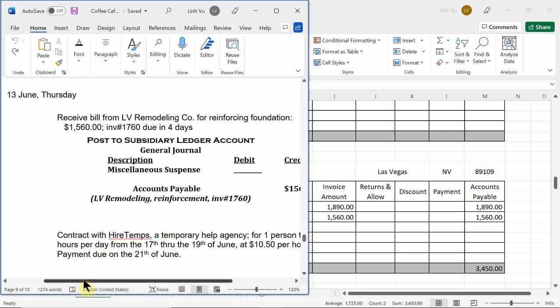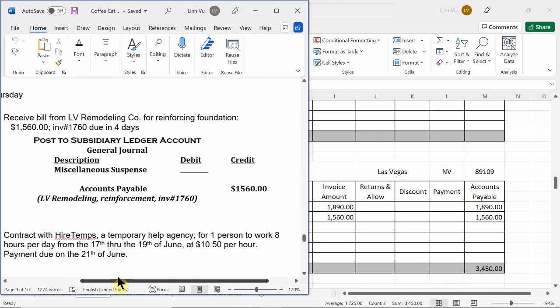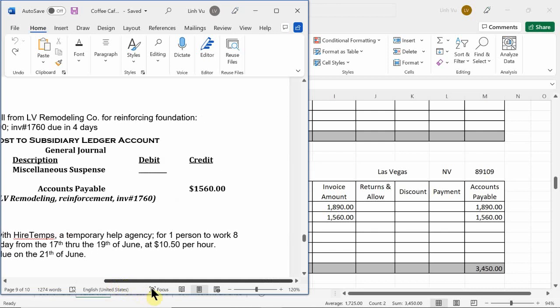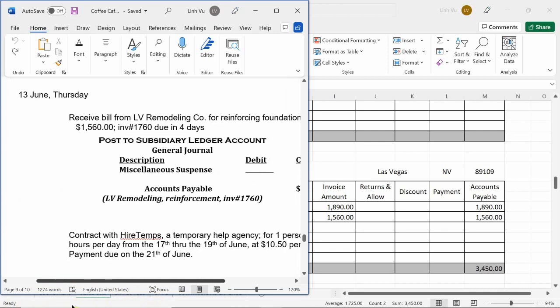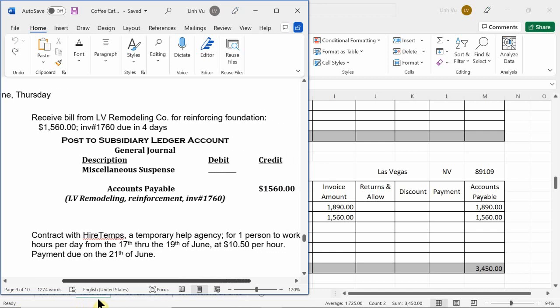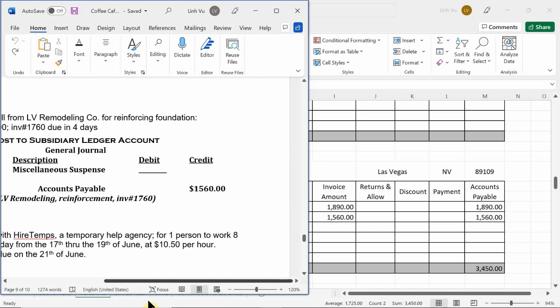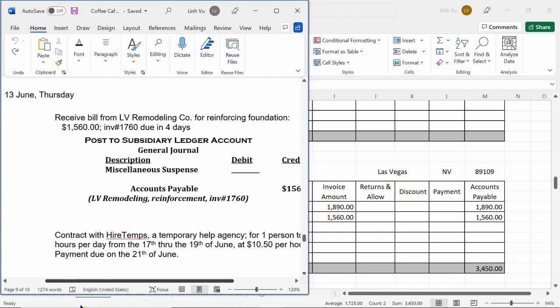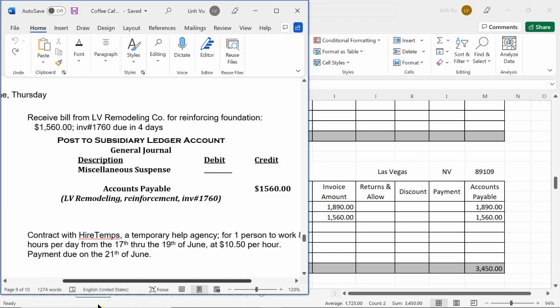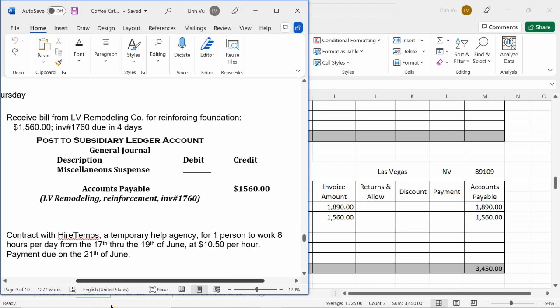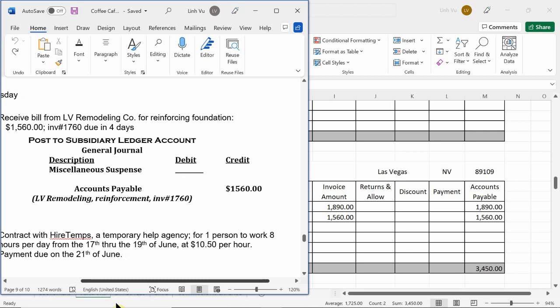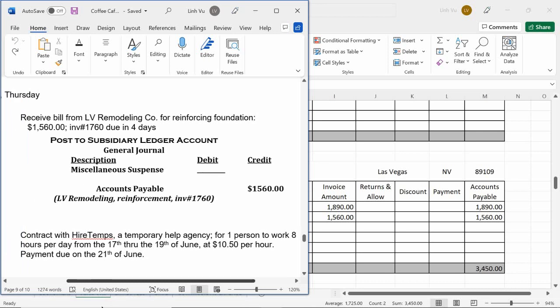In this case, I contracted with Hire Temps, a temporary help agency, for one person to work 8-hour shifts, so 8 hours per day, from the 17th all the way to the 19th of June, and I'm going to pay them $10.50 per hour. The payment is going to be due on the 21st of June. So I went to a temporary work agency to find someone to hire for just 3 days of work, and I'm going to pay them $10.50 an hour, and the company is going to get paid on the 21st of June.